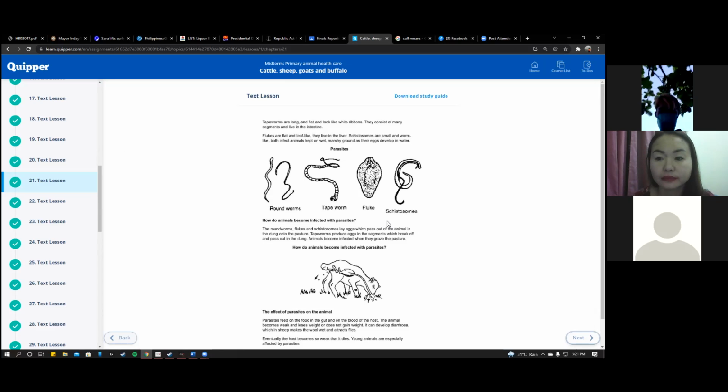How do animals become infected with parasites? The roundworms, flukes, and schistosomes lay eggs which pass out of the animals in the dung onto the pasture. Tapeworms produce eggs in the segments which break off and pass out in the dung. Animals become infected when they graze in the pasture.